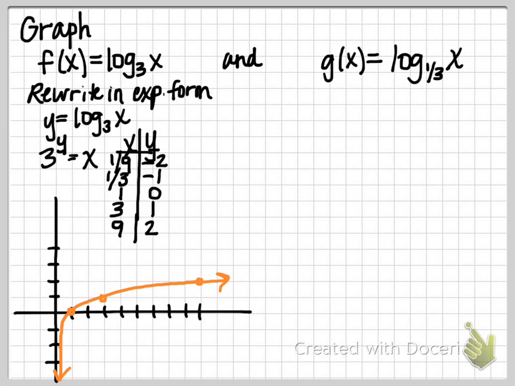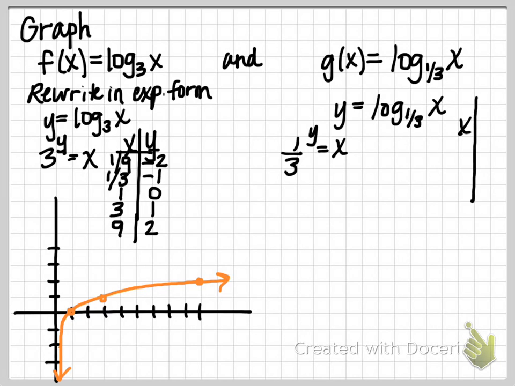So now we'll do the same thing to graph g of x, which is log base 1/3 of x. So once again, if I replace g of x with just y, we have y equals log base 1/3 of x. And then it's easiest to rewrite this in its exponential form. So starting with the base, we have 1/3 raised to the y power is equal to x. So once again, we'll generate this graph by making a table of values. I'm going to try to fit mine in over here.